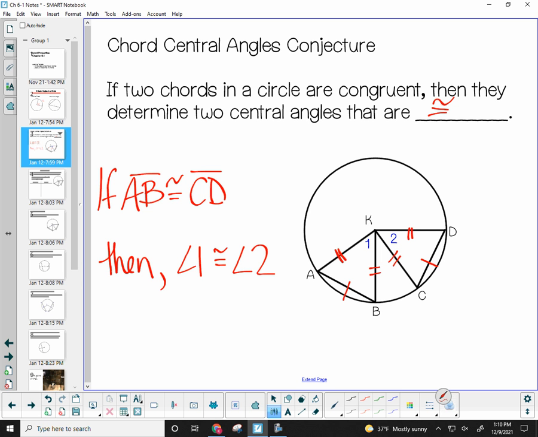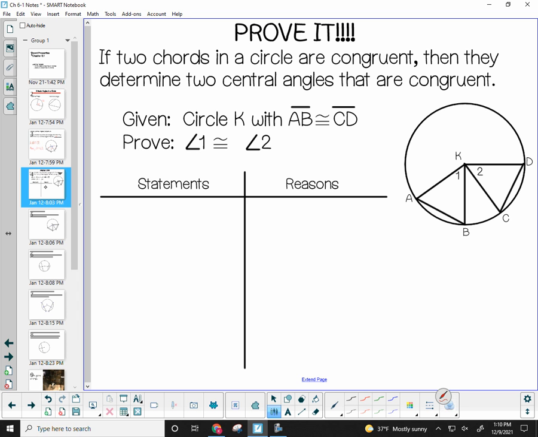All right, so we're going to write this formal proof to show that angle 1 is congruent to angle 2. I wrote our given there. Our given is circle K with segment AB congruent to segment CD. In this chapter we really do need to bring back in the segment marks and the arc marks, because we have arcs and segments in the same circle that have the same name. So we really need the symbol above to distinguish which one we're talking about.